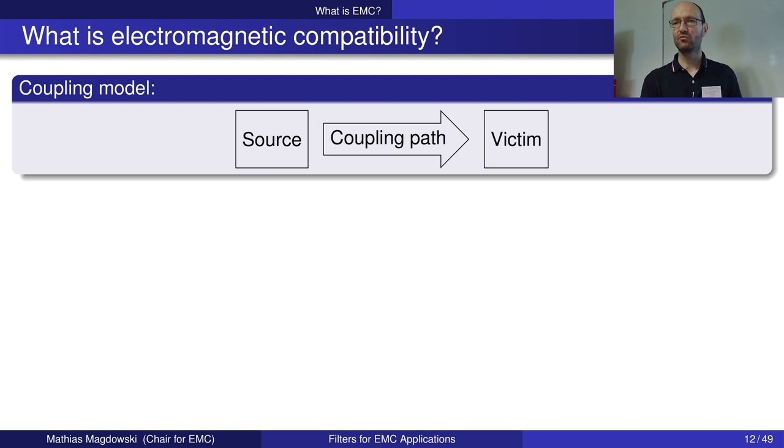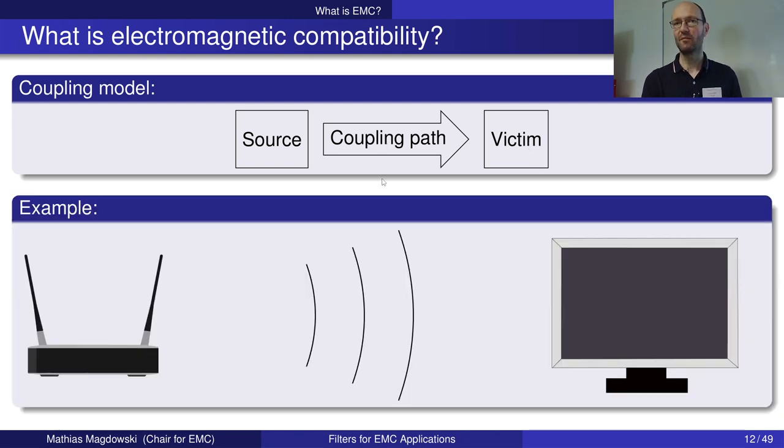Okay, and we can put this into a very simple coupling model and say there are sources of disturbances and there are victims of disturbances, and there is some coupling path in between. A simple example would be your Wi-Fi router at home. This also creates electromagnetic waves. So the coupling path would be some electromagnetic field. And then the victim of the disturbance might be a screen, might be a TV set, something like this. And every time this radiates, then you get some disturbances here. EMC is also the reason why you are asked to switch off your cell phone in an airplane, because once again, electromagnetic waves from the cell phone could interfere with the control systems of the aircraft.